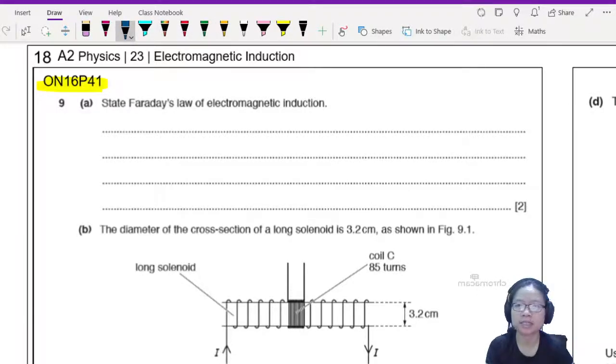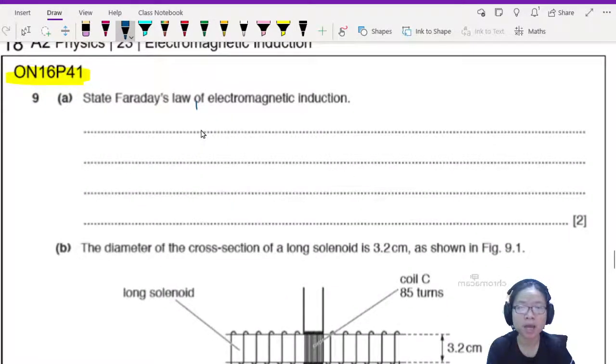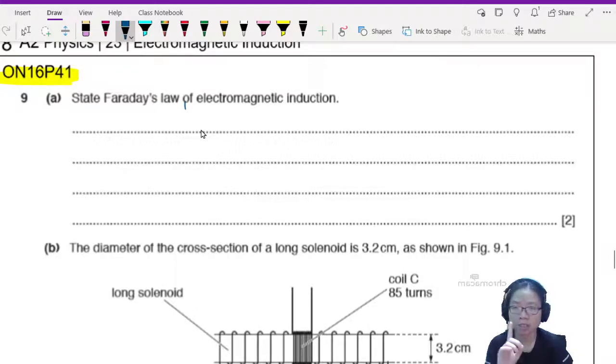So it goes like this. Of course, they're going to give you some question to warm up first, which is a definition question. You are asked to state Faraday's law of electromagnetic induction. This is 2 points. Make sure that you mention that this is an induced EMF.